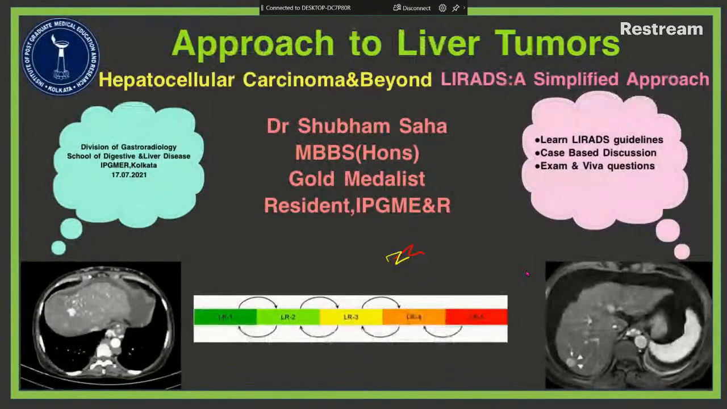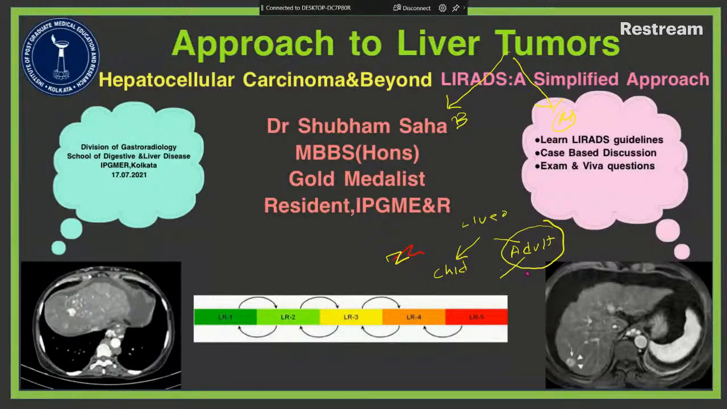So coming back to the headline, this is an approach to liver tumors. Under this heading, if you classify the liver tumors in two tabs, one is benign and another is malignant. Now in liver tumor also, age wise, one is child age group and another is adult age group. Today's talk is basically focusing on the adult age group. I will not focus on the pediatric age group today.